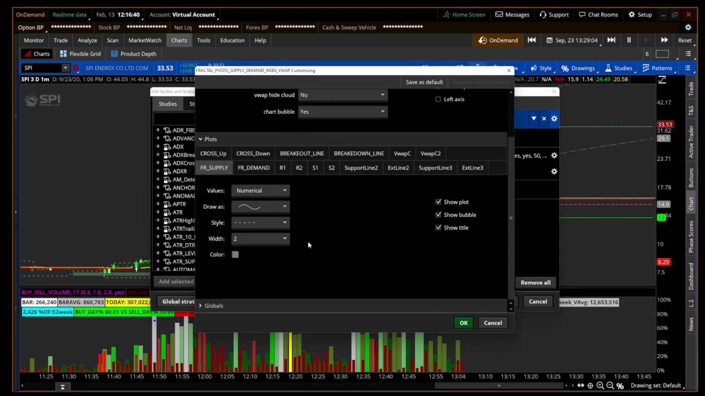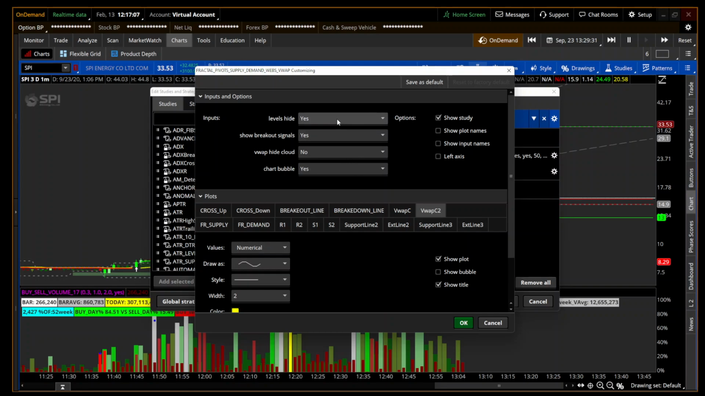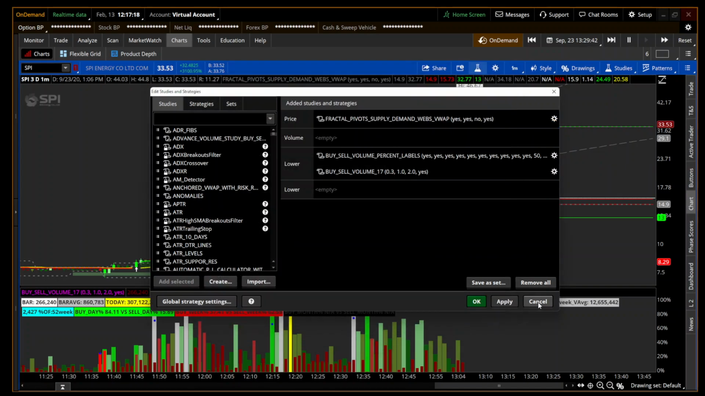And in the indicator itself, you have those webs I was talking about: the fractal supply, fractal demand, resistance 1, resistance 2, support 1, support 2, support line, and those really for the angles. That line right here is for those extensions. Cross up, cross down, breakout line, breakdown line, VWAP close, VWAP, previous VWAP. Like I said, the labels hide, that's no longer in there. I just have to remove that from the code. But there's show breakout signals, the VWAP cloud, and the chart bubbles if you don't want it to say breakout or breakdown.